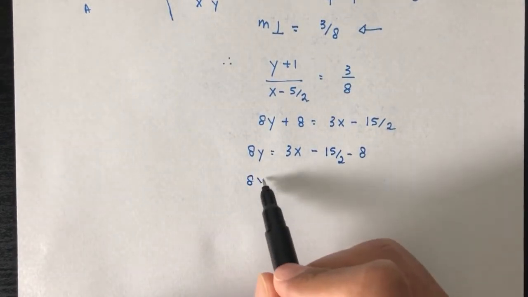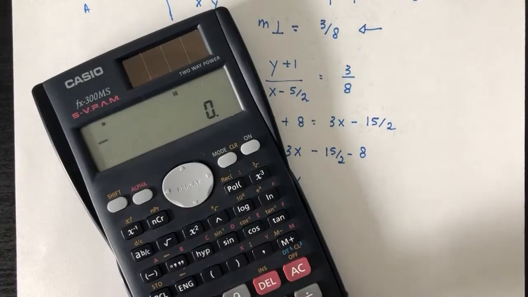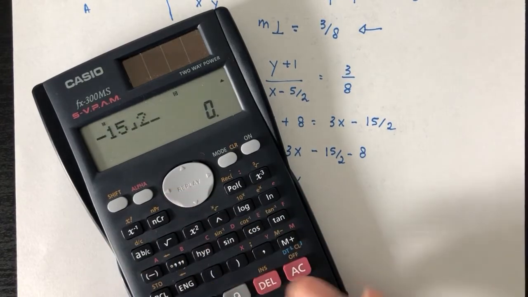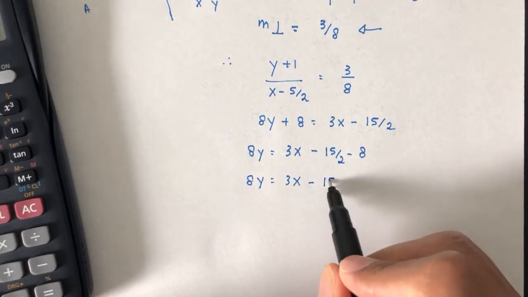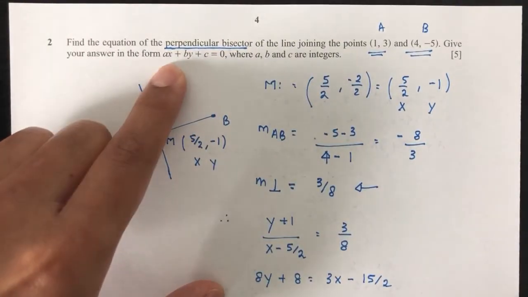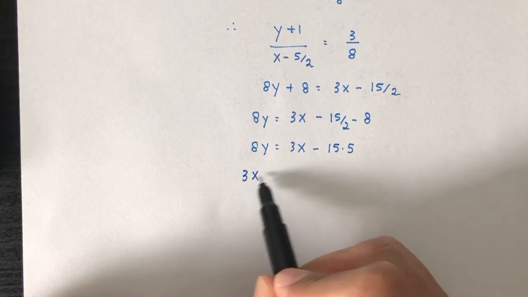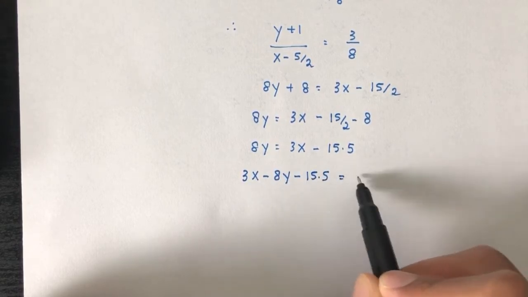So what will that be? Let's find out. 15 over 2 minus, so plus 8. Let's try minus 15 over 2 minus 8, that will be minus 15 and a half. Half will be 0.5. Let's express this in the form with everything on one side. Let's bring everything to one side. We'll have 3x minus 8y minus 15.5 equal to 0.